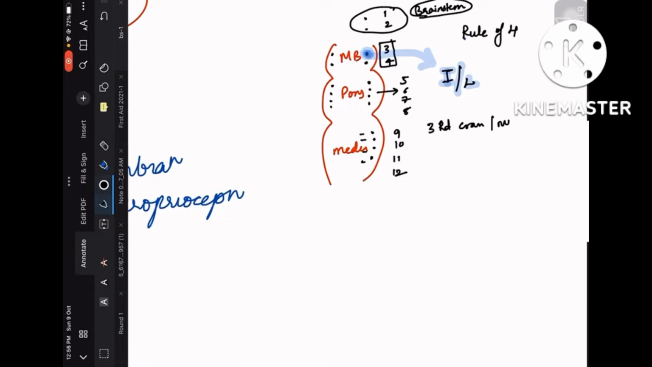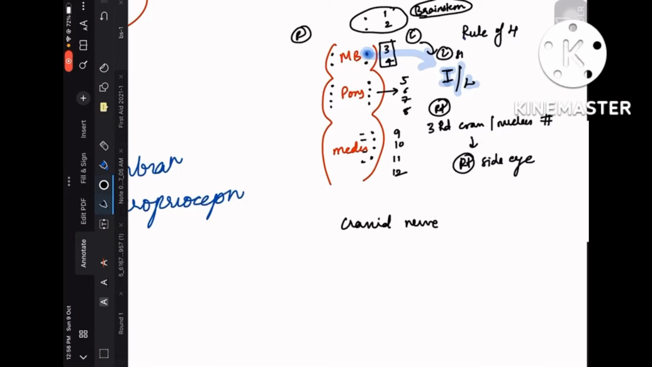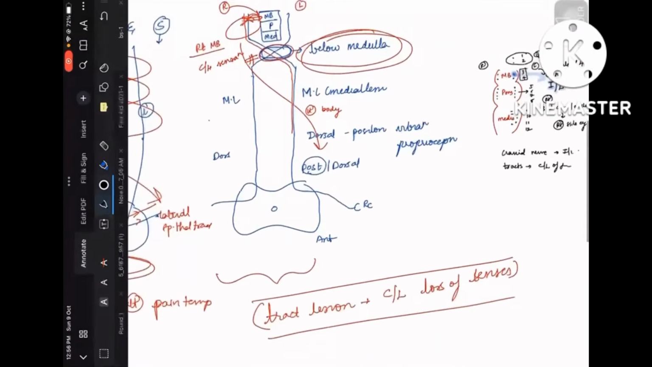If the third cranial nerve nucleus is damaged, right side eye, right third cranial nerve is involved, then right side eye problem occurs. If the left one is involved, then left side problems occur. So that means when the cranial nerve lesions are there, that leads to ipsilateral loss of functioning. Whereas the long tracts, there is contralateral loss of functioning. So the same points I have written here actually.